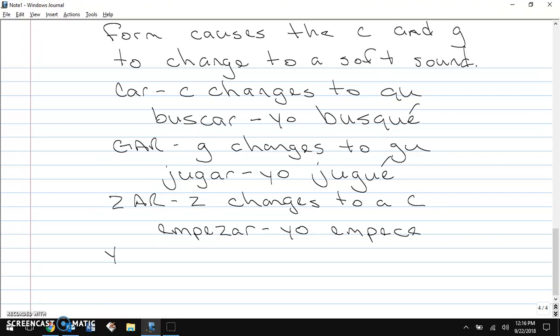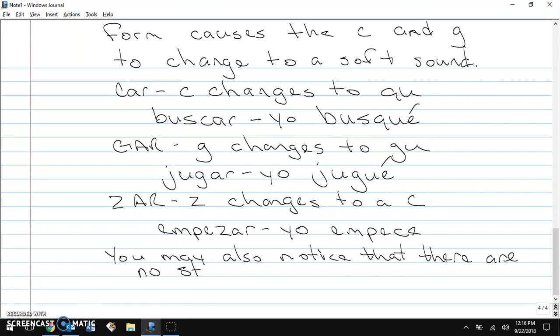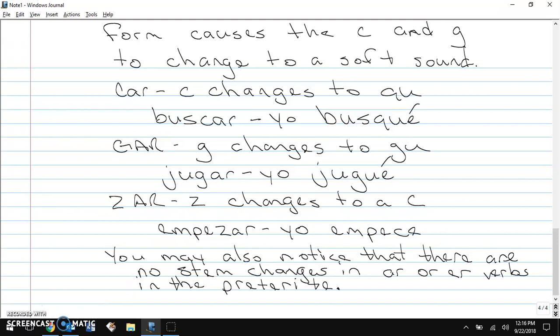You may also notice that there are no stem changes in AR or ER verbs in the preterite. Fourth digit of your code is a 7.